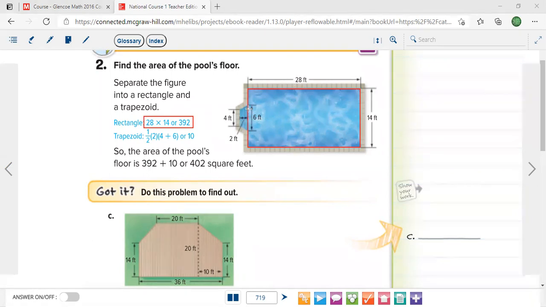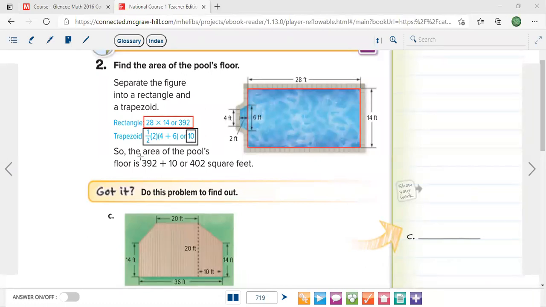Now we want to find the area of this trapezoid. It's half height multiplied by base 1 plus base 2. The height here is 2. This is base 1, which is 4. Base 2 is 6. The trapezoid is flipped, as you can see. So this is the height, which is 2, the line between the two bases. And base 1 is 4. Base 2 is 6. So half of 2 is 1, 4 and 6 is 10. 1 by 10 is already 10.